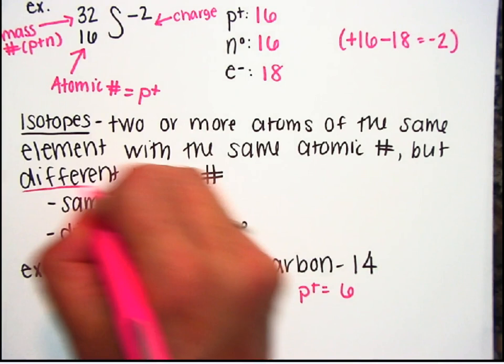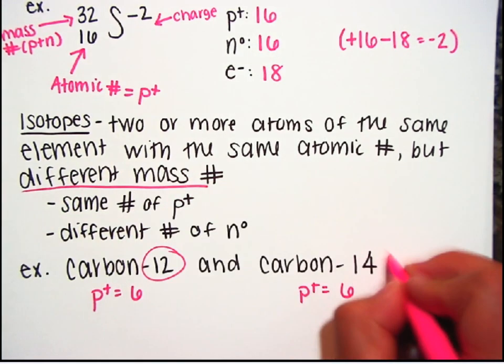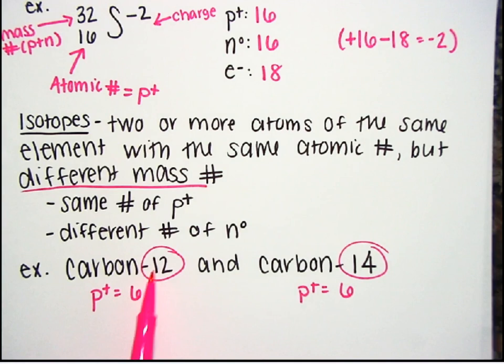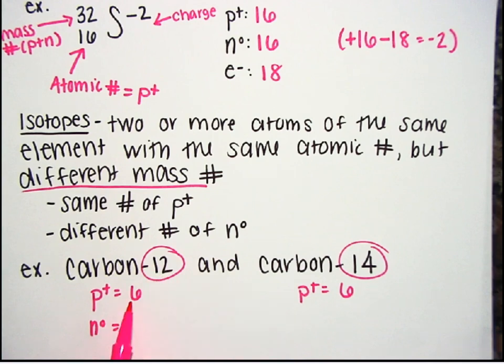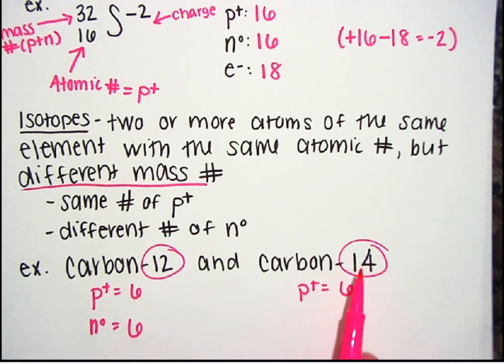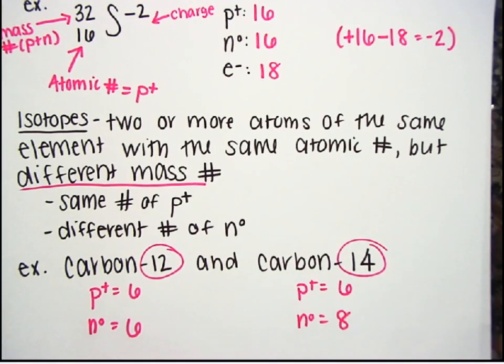But they have a different mass number. My first isotope has a mass of 12, my second isotope has a mass of 14. If I take my mass of 12, subtract out 6 protons, carbon-12 has 6 neutrons. If I take my mass of 14, subtract out my 6 protons, carbon-14 has 8 neutrons. So again, carbon-12 and carbon-14 are examples of isotopes. We see that they have the same atomic number, so they have the same number of protons. They have different mass numbers, 12 and 14, which means they also have a different number of neutrons.